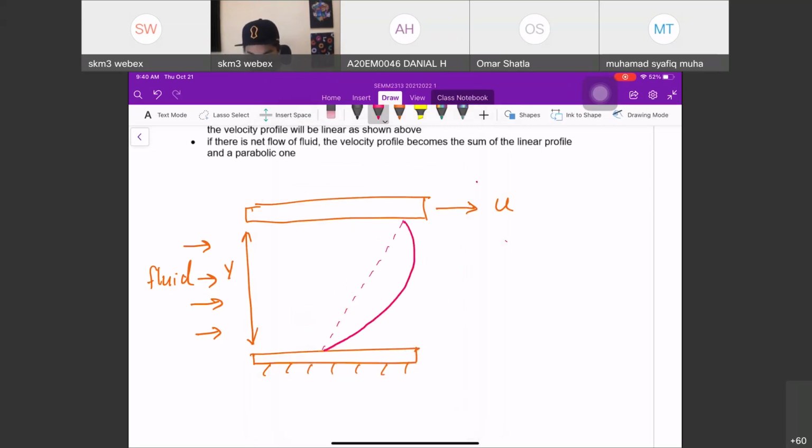All right. So now, with the motion of the top plate and the fluid motion, we call this a new velocity profile.